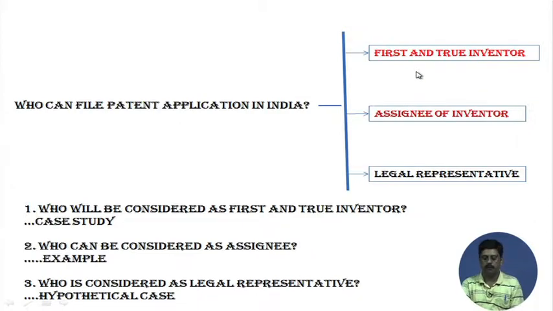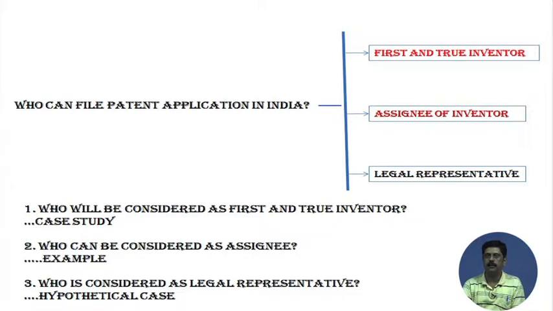Okay, so now you have come across the three terms: the first and true inventor, or his assignee, or legal representative. I will try to explain all these three terms based on different examples and case studies. So who will be considered a first and true inventor? Here the two words, first and true, are qualifying the inventor.